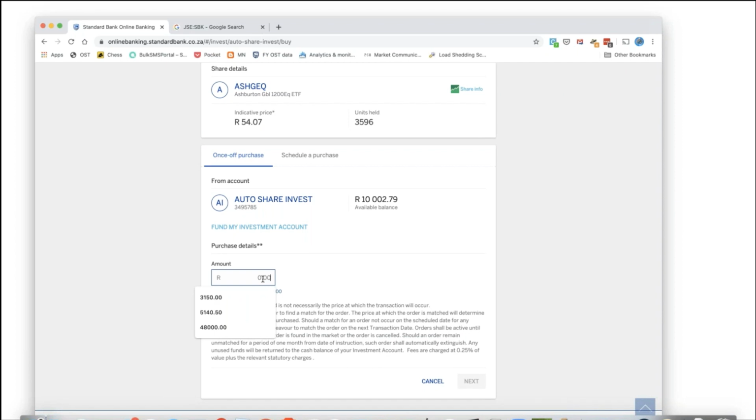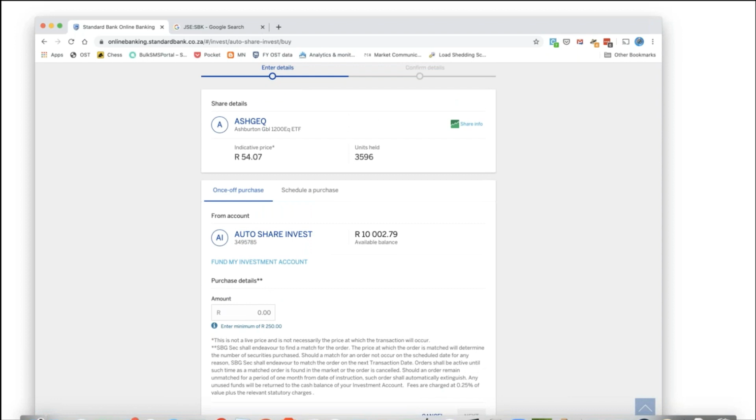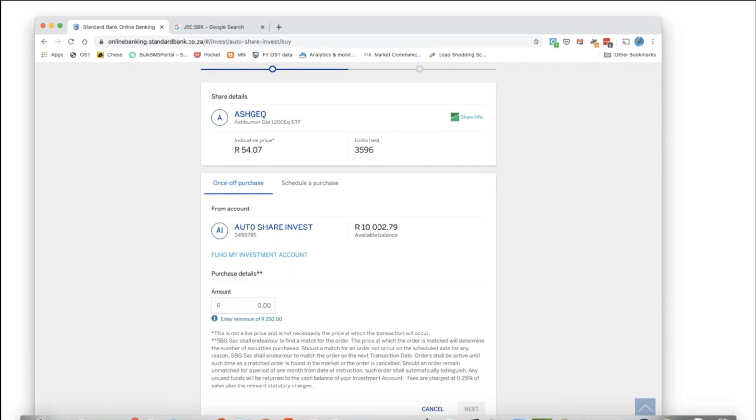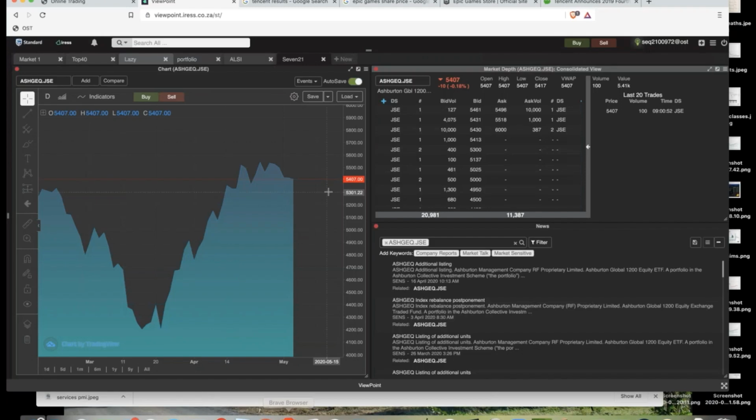Here's what's important. They are saying to me, I own 3,596 of these ETFs, and the indicative price is 54.07. What do they mean by indicative? Well, it's not the price that the transaction will necessarily occur at, because this is not a live price. If we were to go here, I can see that at this point I would pay 54.96 if it traded at that point. That is the current price that we are sitting at in the market, and that is the price, therefore, that I would be trading at.